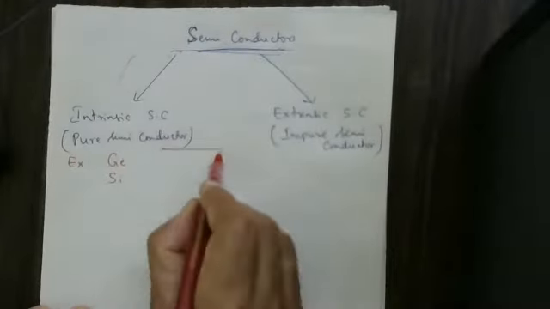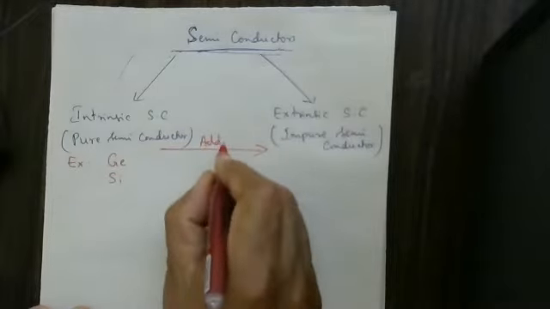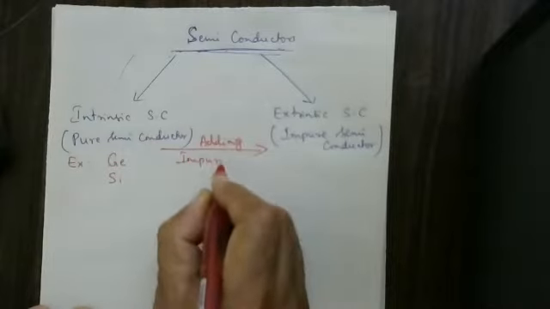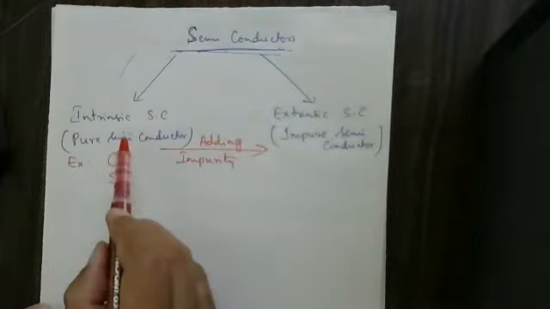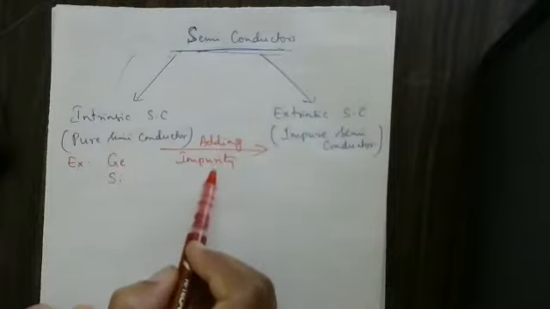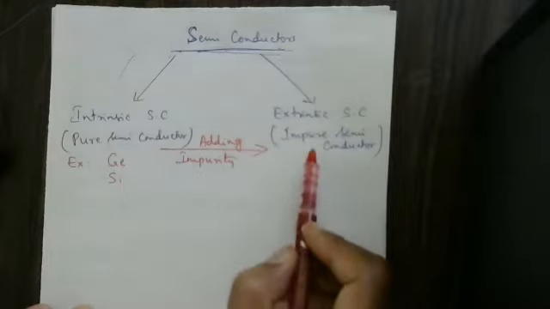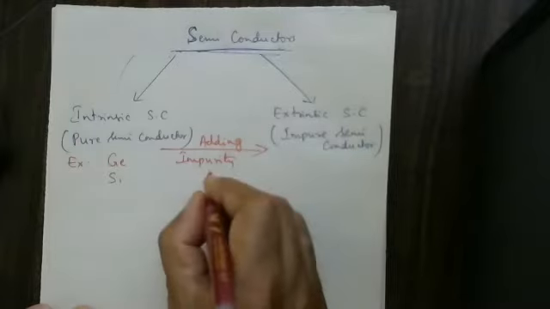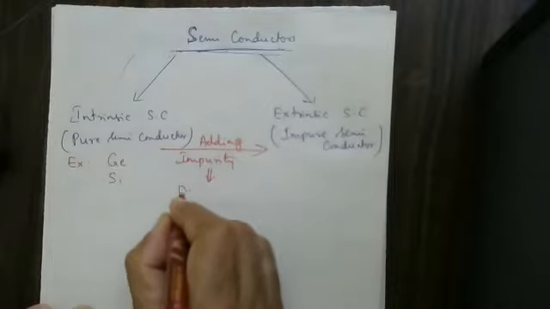Then what do you mean by extrinsic semiconductors? If you are adding impurity, addition of impurity, then it is called an extrinsic semiconductor. When some amount of impurity has been added to an intrinsic semiconductor, it is converted into an extrinsic semiconductor, or impure semiconductor. This addition of impurity is called doping.